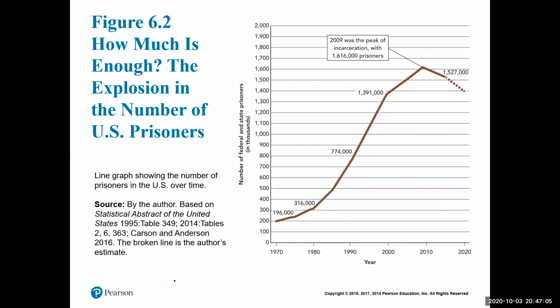When we're looking at how much is enough, the explosion in numbers of U.S. prisoners, we have this huge peak in 2009, when we had 1.6 million prisoners incarcerated. The line graph there shows a prediction. Like I said, this is from 2015, in regards to the prisoners within the systems. They're showing a drop-off in 2020. My question is, do you think this is true and accurate when we're looking at the numbers?